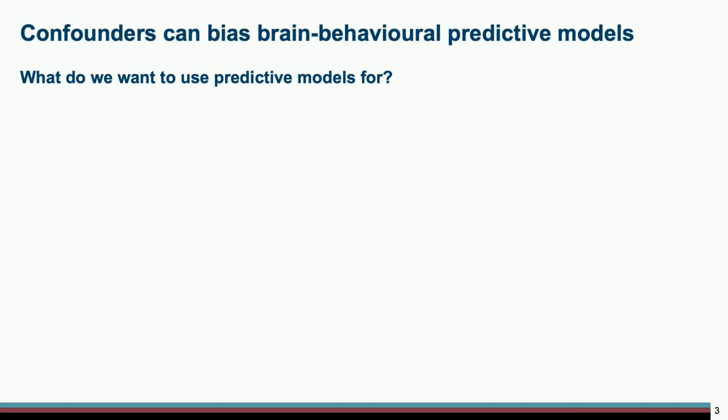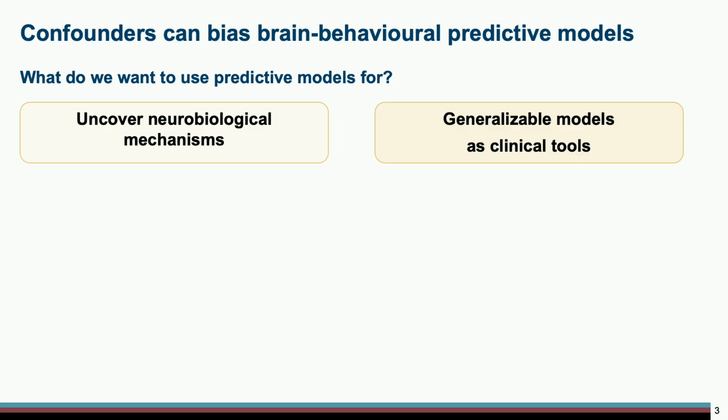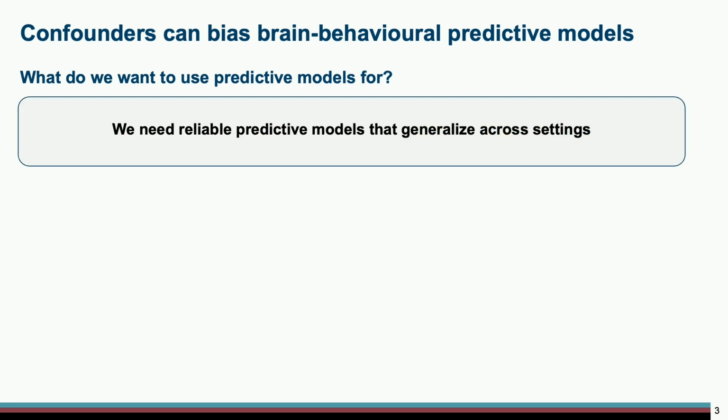First of all, the question is, why do we even want to use predictive models? Usually we either want to uncover neurobiological mechanisms, or we want predictive models as clinical tools to then use them in a clinical setting. For both of these scenarios, we need reliable predictive models that generalize across settings.